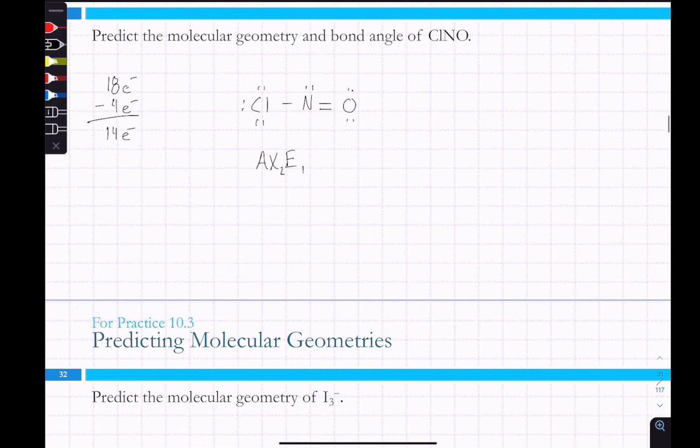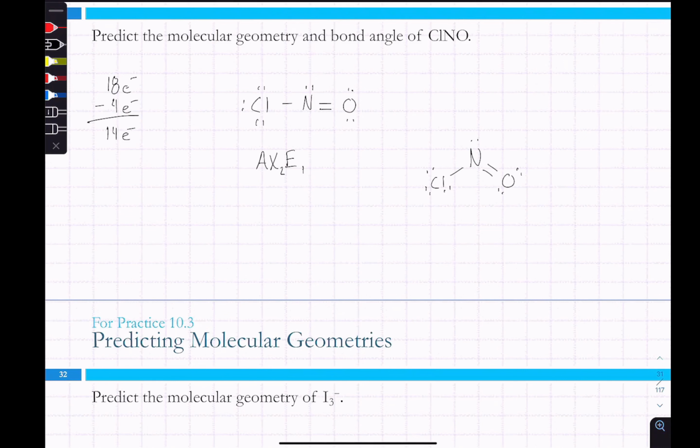Hopefully after Monday, it's a little bit easier to do this without having to use a chart, having done all of these. I'll draw this so it has those angles. Yeah, so it's bent.